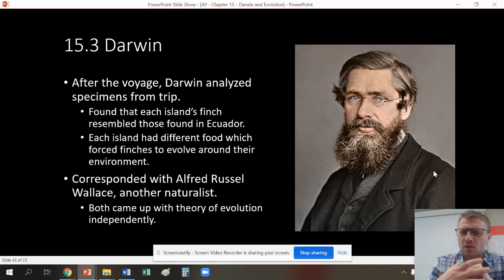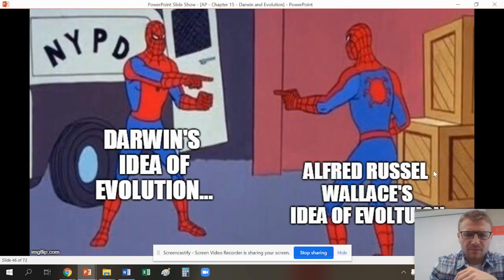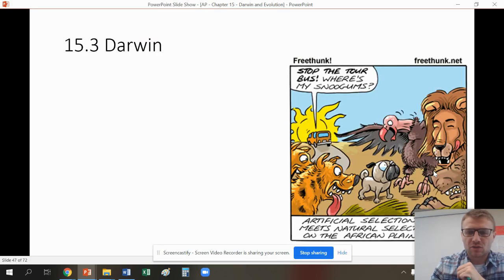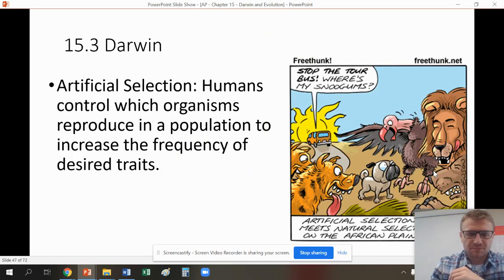But basically, Alfred Russel Wallace was seeing the same things, and they corresponded about it. A lot of people give a lot more credit to Alfred Russel Wallace, but it was Darwin that actually did come up and figure out natural selection first. But basically, these two concepts or their ideas of evolution were very similar.